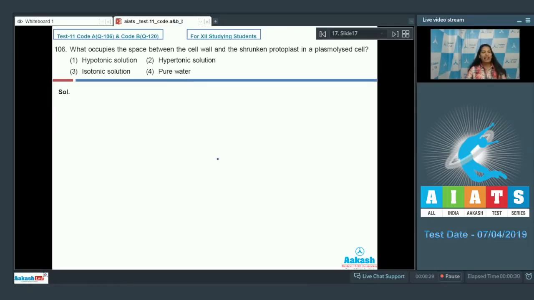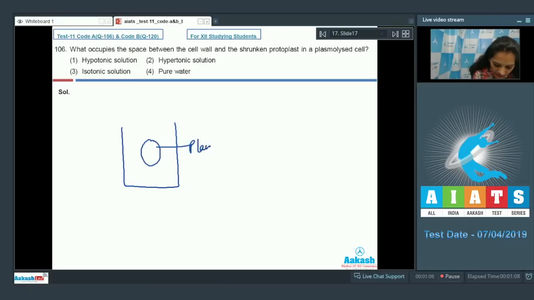So when a cell is plasmolysed, it means the water has come out, and this happens when the cell is present in the hypertonic solution. Let us understand this with the help of this simple diagram. If this is the solution and a plant cell is present inside this, then water moves from higher to lower water potential.